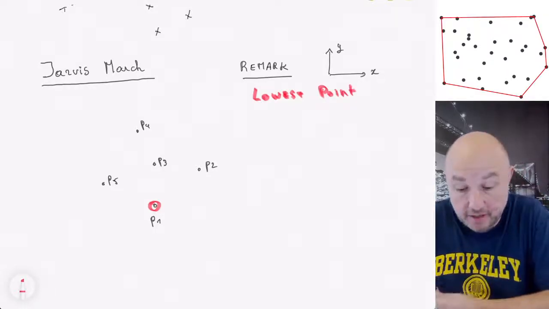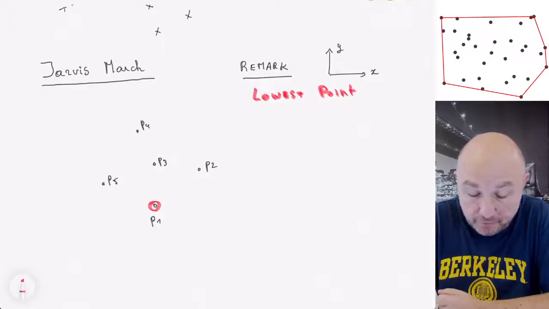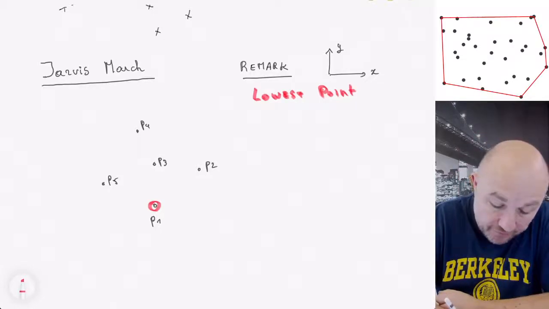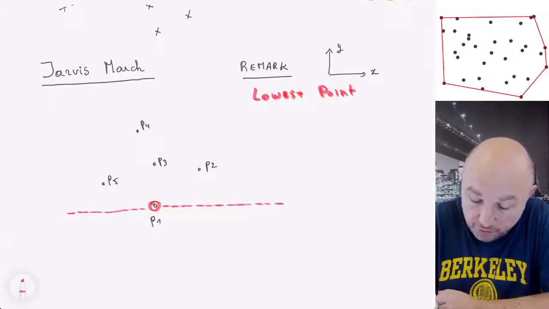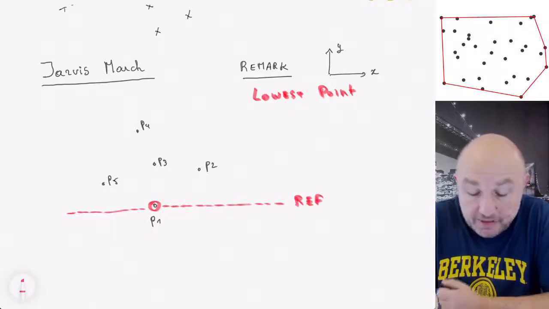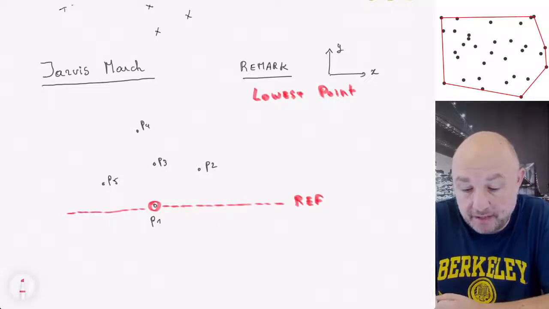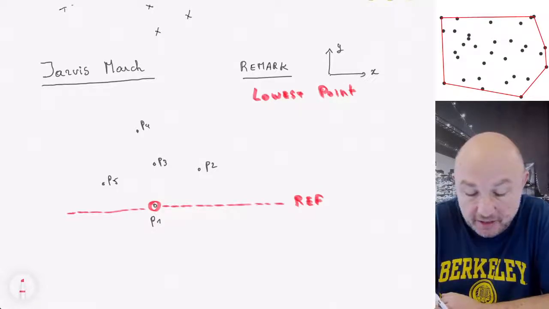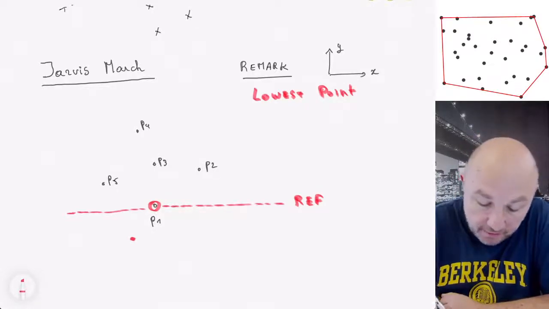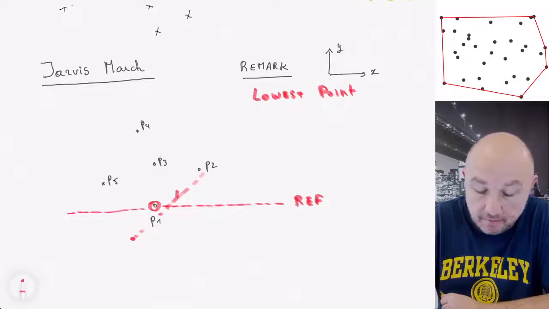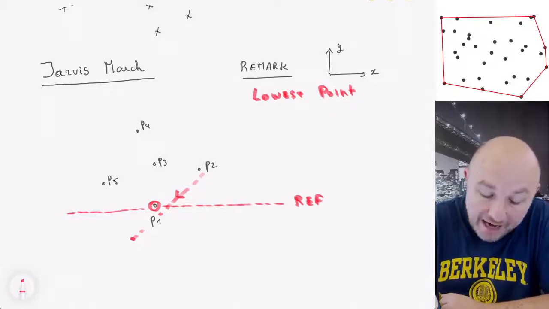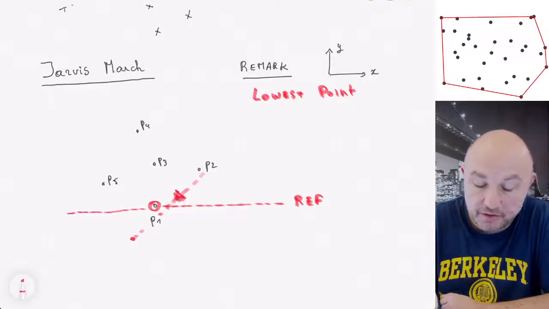This point eventually belongs to the convex hull because if I take this first reference line as a reference, all the points are above it. So if P1 did not belong to the convex hull, there would exist another point, let's say here, such that P1 is on the right of this oriented edge. But this is, of course, impossible.